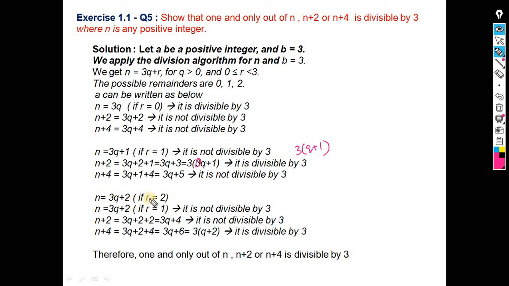And next one, if I take r is equal to 2, n is equal to 3q plus 2, and if I implement the same thing in n plus 2, 3q plus 2 plus 2, that means 3q plus 4, and these two values are not divisible by 3. And finally, if you look at n plus 4, 3q plus 2 plus 4, that is 3q plus 6. If I take 3 out, 3 into q plus 2, and it is divisible by 3. So like that, whatever we have shown, out of these 3, one and only one is divisible by 3. That's what the proof is. Okay.